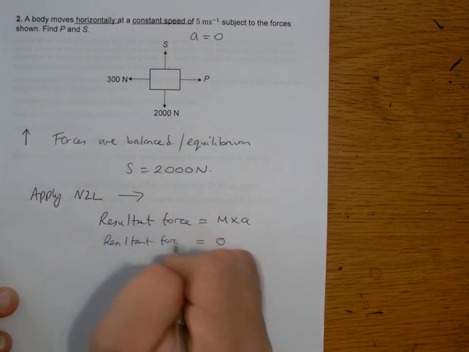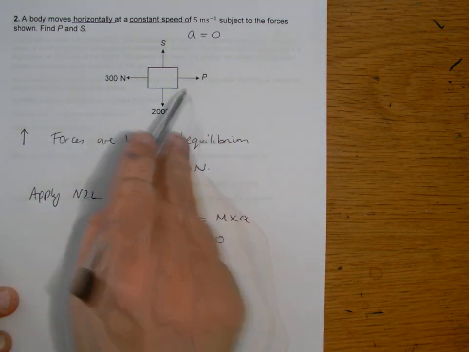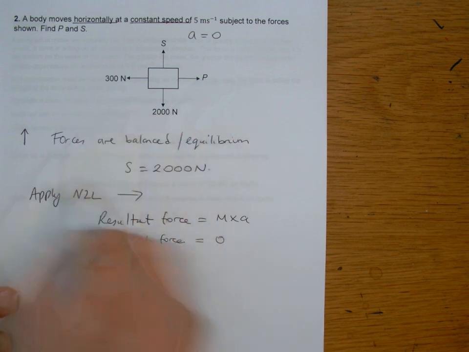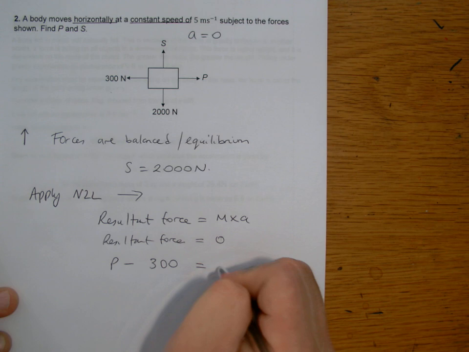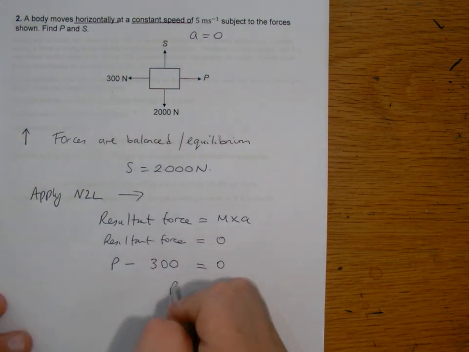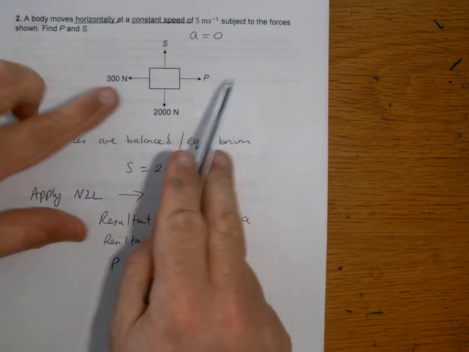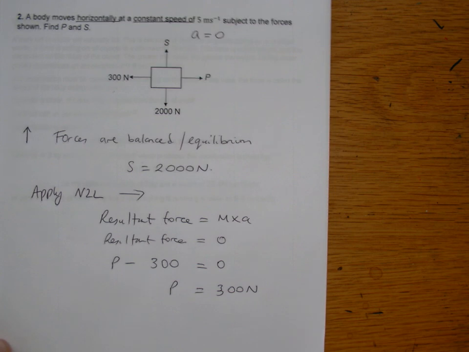So it doesn't matter which way it's actually going, whether it's going to the right or to the left. At the end of the day, if it was going to the right, P, the forward force, take away the resistance force of 300 would equal 0. It produces 0 acceleration, which means then P has got to be 300 newtons as well. In other words, the forces are balanced. When the speed is not changing, the forces are in equilibrium.